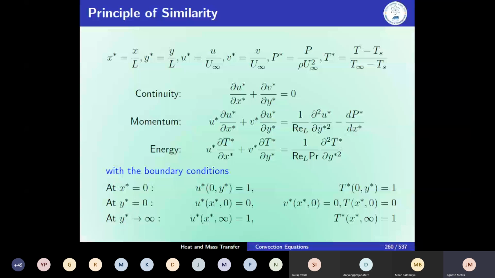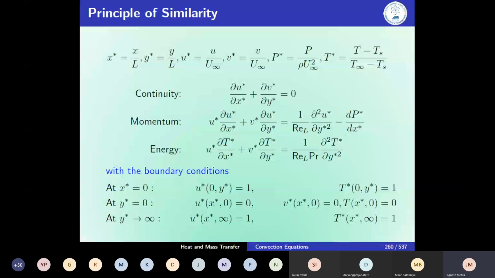And T star is the non-dimensional temperature difference, right? It's not temperature, it's temperature difference. So it's defined as whatever is the local temperature, you deduct Ts, the surface temperature, from that, divided by T infinity minus Ts, right? So this parameter should come out to be positive, right? You have kept Ts on both sides, so it will come out to be a positive number. Okay. Now you are non-dimensionalizing the continuity equation.